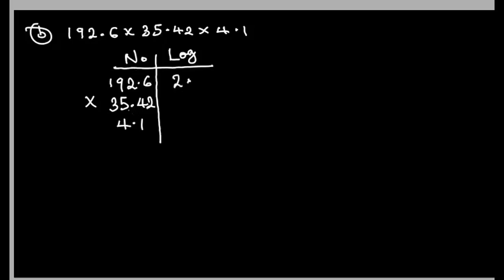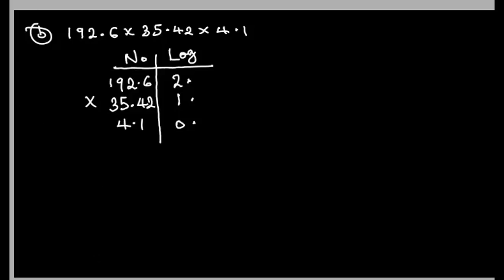And the next number, 35.42. 35 is the whole number, and 35 contains only 2 digits. Do a minus 1 on those 2 digits. I will have just 1 left. And 4.1: 4 is the whole number here, and it contains only 1 digit. So do a minus 1. I have 1 minus 1, that is 0. Point.